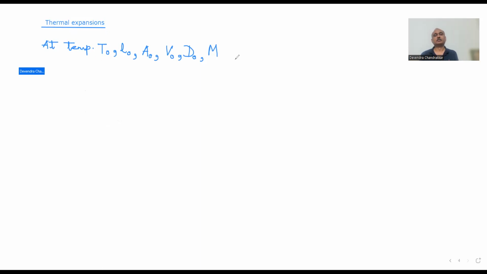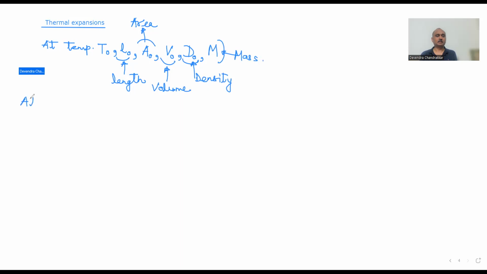Okay. So these are the initial parameters, the physical parameters, right? This is length. You want me to write it or you can understand it? Length, area, लिख ही देता हूं, बात का झंझट खत्म. Volume, density, and mass. Okay. At temperature T, length is L, area is A, volume is V, mass is M, and density is D. Mass में कोई change नहीं होता है.